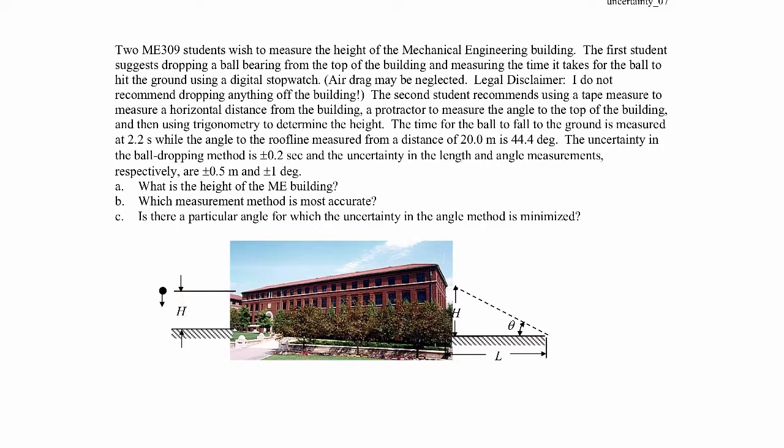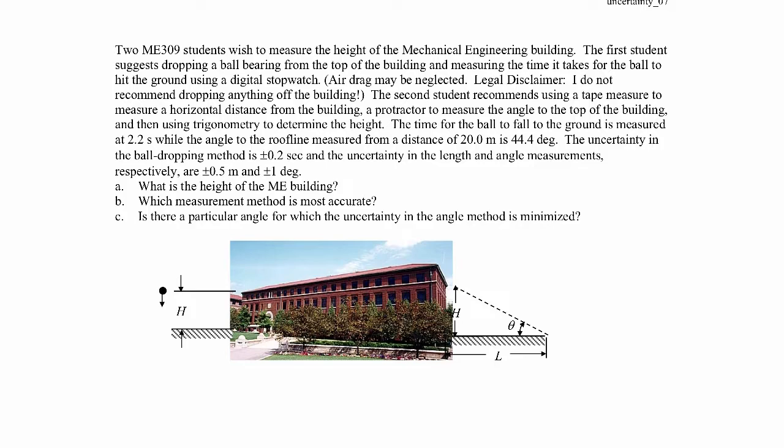And then there was another group of students who decide to measure the height of the building using a protractor. So they go off to the side, measure some distance away from the building, use a protractor to get the angle to a line of sight to the roof line, and then can calculate the height from that. And we're told some of the numbers that correspond to these things as well as the uncertainty. So we're asked to find what's the height of the ME building, which measurement method is most accurate, and is there a particular angle for which the uncertainty in the angle method is minimized. So we're going to try all three of these things.